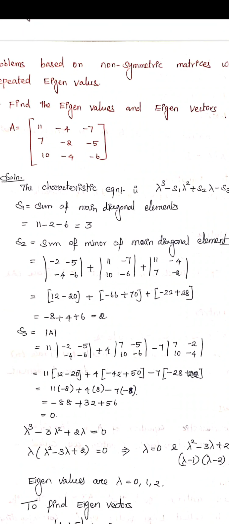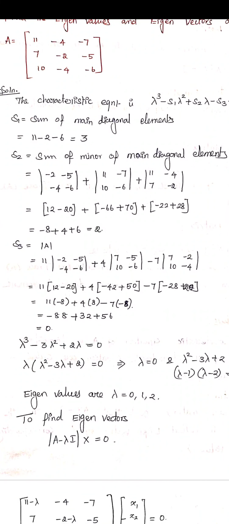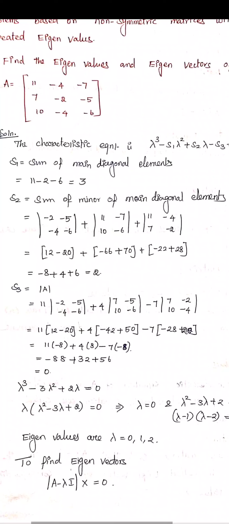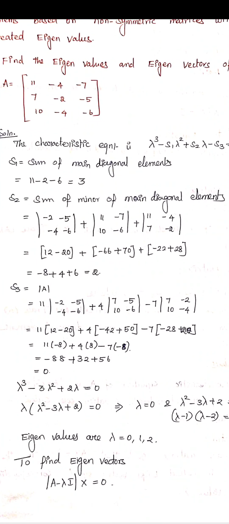S1 is equal to the sum of the main diagonal elements, that is 11 minus 2 minus 6, which is equal to 3. Next one is S2. S2 is equal to the sum of the minors of the main diagonal elements. The first diagonal element is 11. The minor of this 11 is the determinant of minus 2, minus 5, minus 4, minus 6.